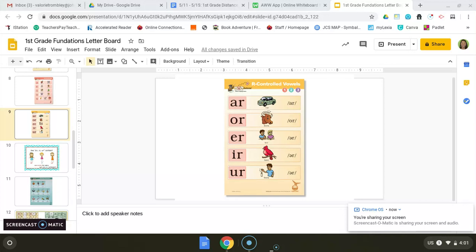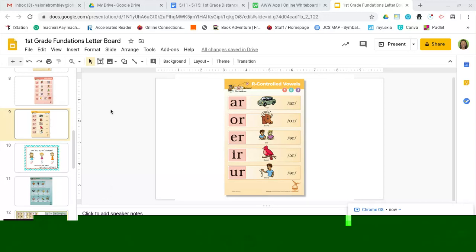Hello, boys and girls. We are going to do some dictation practice just like we would in our WIN notebook if we were at school. But first, we're going to review a few sounds. Our first sound at the top here is AR, car, R. Say these sounds with me.